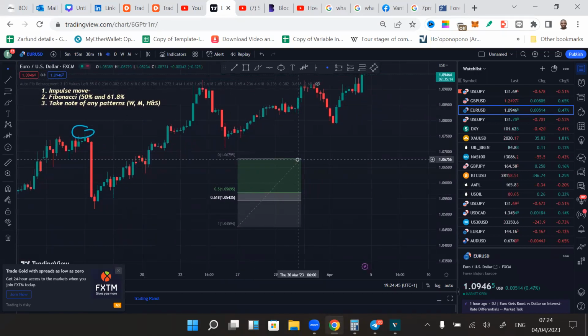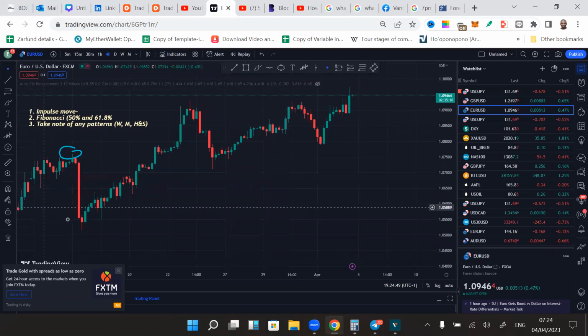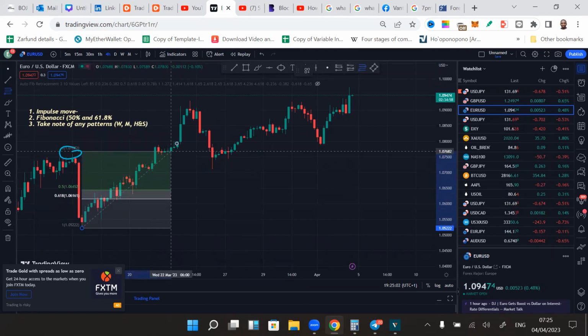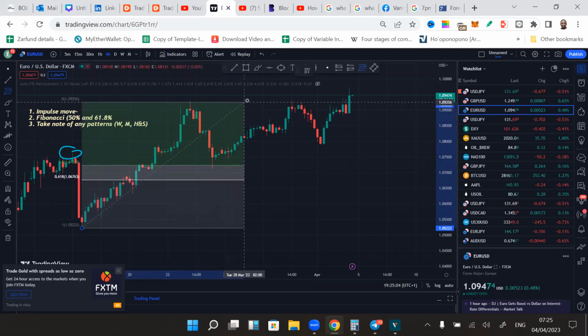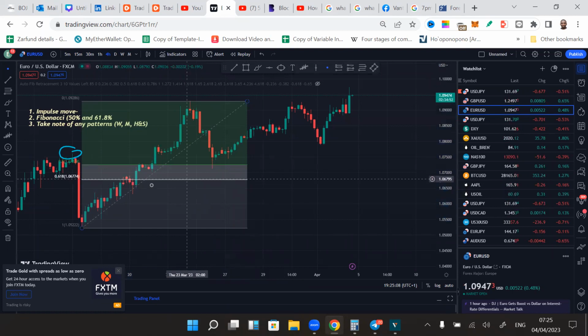Okay, so let's take our Fibonacci, and then, like I said, since it's an uptrend, it's moving up, the impulse is to the upside, we are going to pick the Fibonacci. We'll start from this bottom here. We'll click here, and then we'll drag to the top. You see? When you drag it to the top, what happens? You will now see your retracement points.